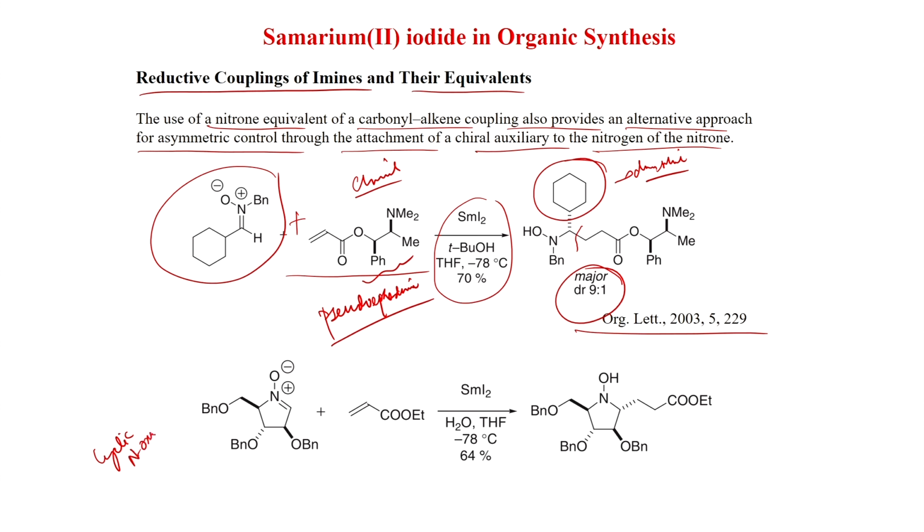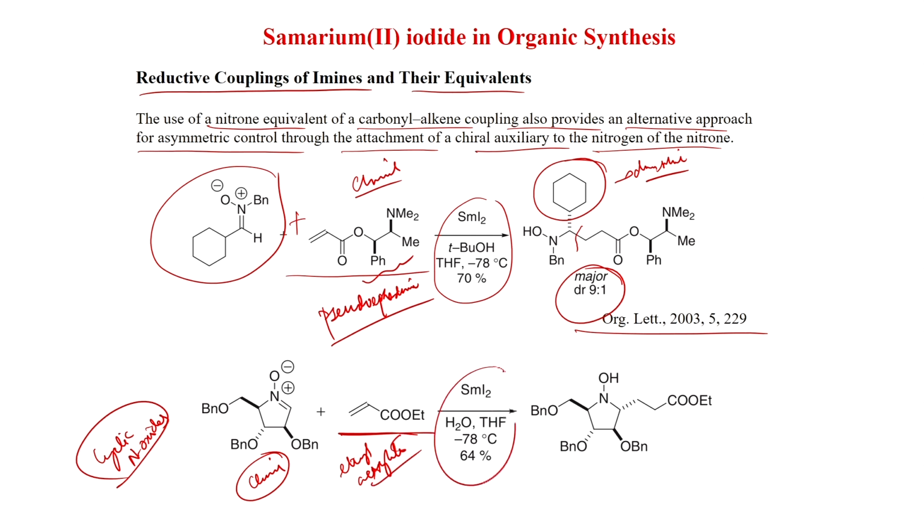This we have already seen something similar, but here it is chiral. The chiral olefin is chiral, and the N-oxide is chiral, and when ethyl acrylate is treated with samarium iodide, water, THF at minus 78 degrees centigrade, this newly generated C-C bond is formed in a diastereoselective fashion, and this is down.